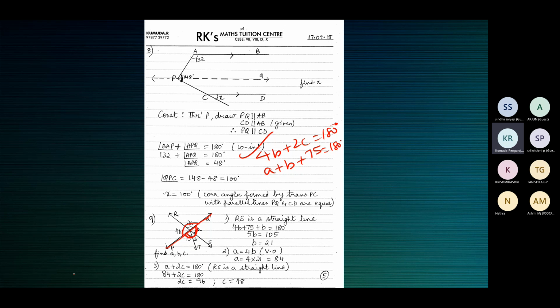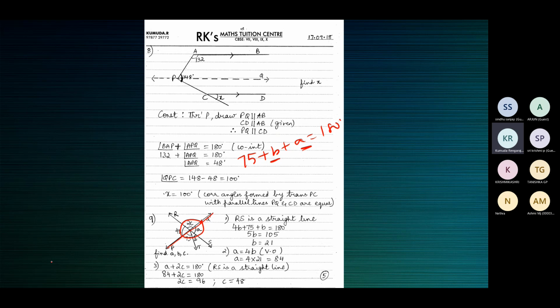These are the angles formed below PQ. PQ is a straight line. Above PQ, you have 4B and 2C. Below PQ, you have 75, B and A. So 75 plus B plus A is equal to 180. But this also will not help you because you cannot find B or A. In one equation, you should have only one unknown.